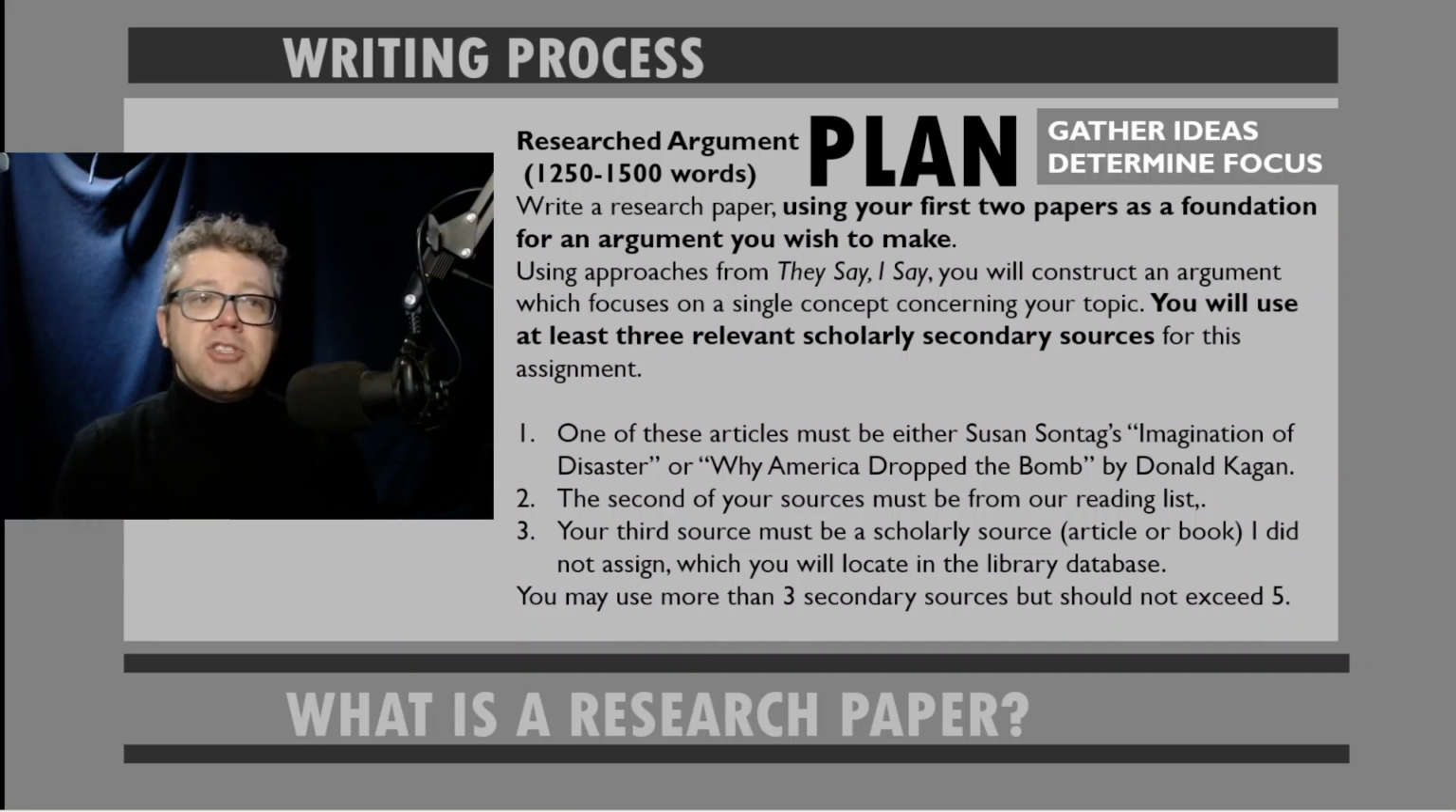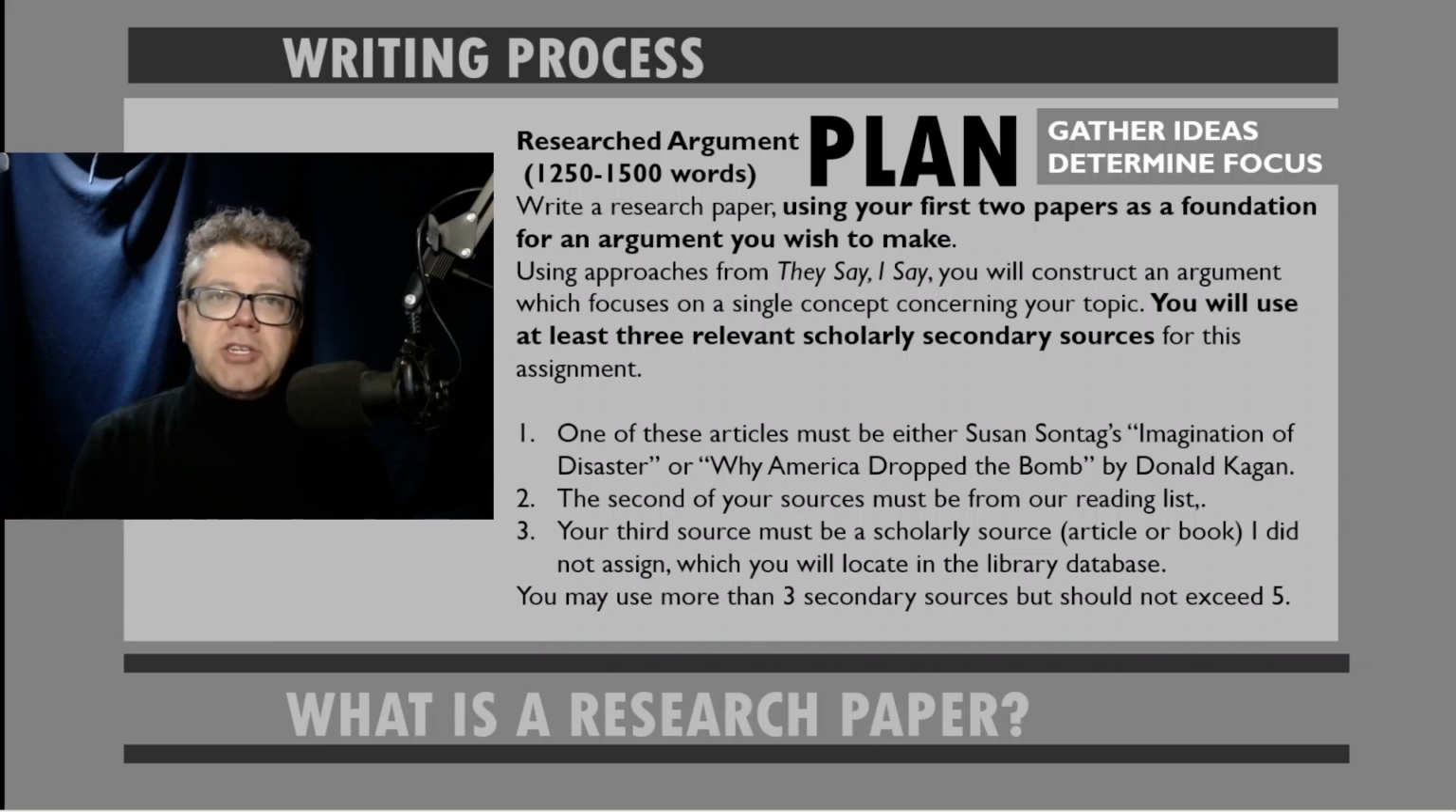You will use at least 3 relevant, scholarly, secondary sources. We're going to talk about what those are in just a second. A reminder, what do we mean when we say relevant, scholarly, secondary sources for this assignment? Now, here are a few particular requirements of this assignment. One of these articles must be either Susan Sontag's Imagination of Disaster or Why America Dropped the Bomb by Donald Kagan.